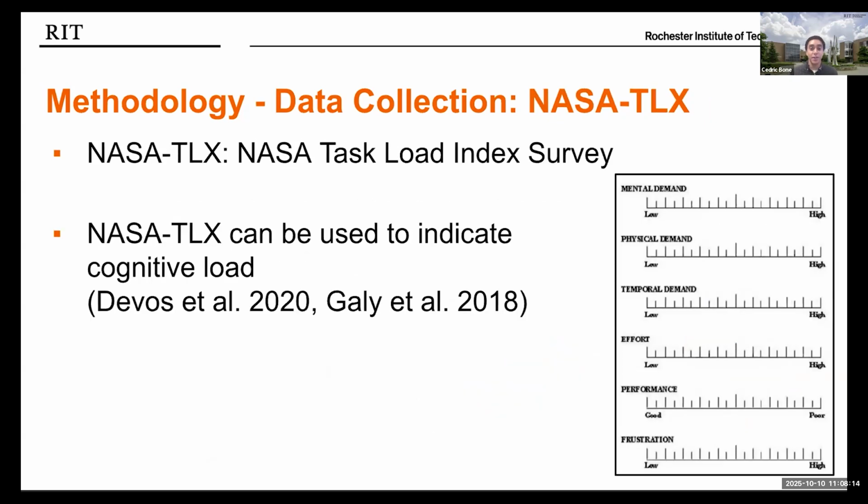We also had the NASA TLX survey as a subjective workload measure. The NASA TLX, or Task Load Index survey, consists of 6 dimensions: mental demand, physical demand, temporal demand, performance, effort, and frustration. A higher score on the NASA TLX survey indicates a higher cognitive load.